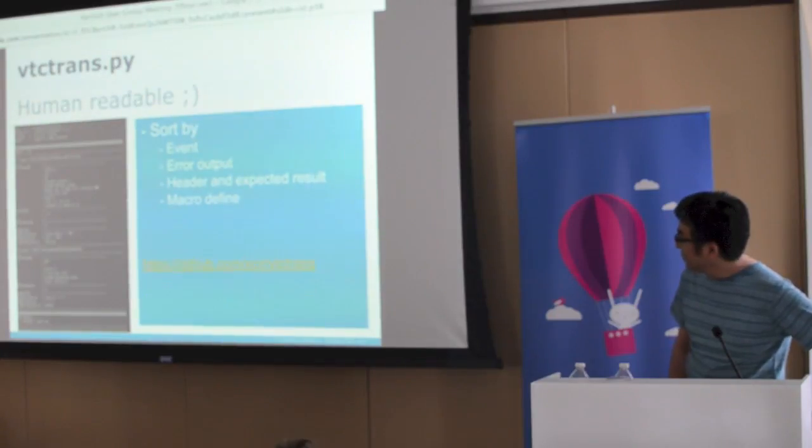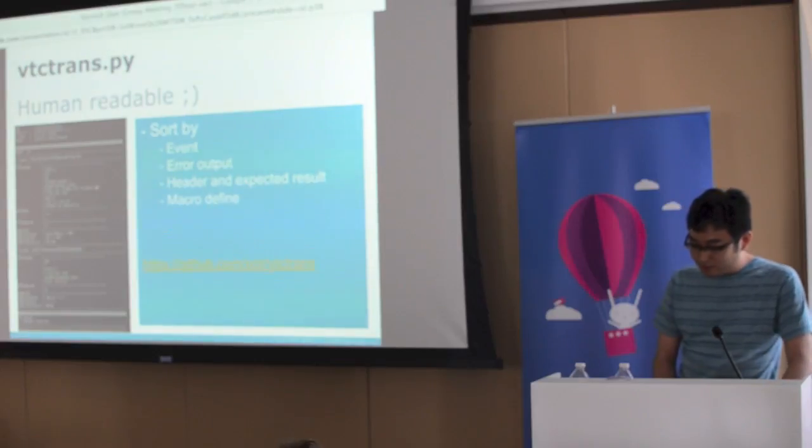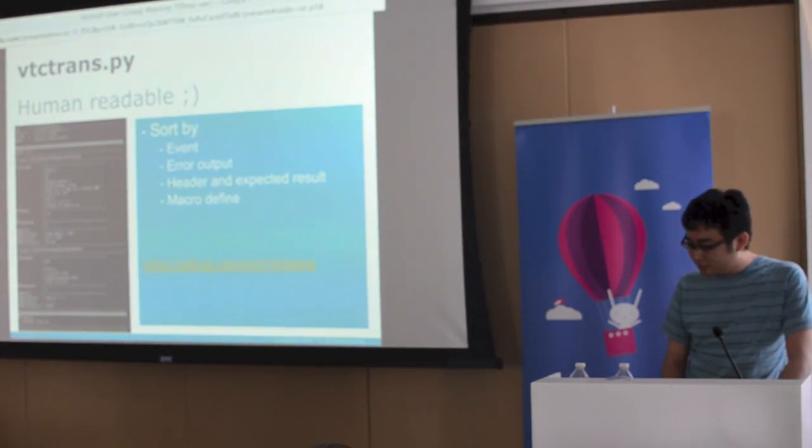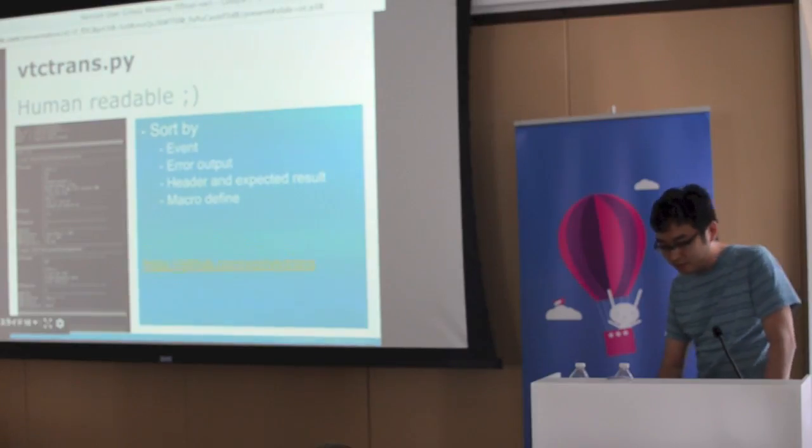So I made a VCL trans. VCL trans basically summarizes all the important data for easy reading. This tool helps me sort out Varnish test logs in order to make them more readable. Let me show you why I think this is better.